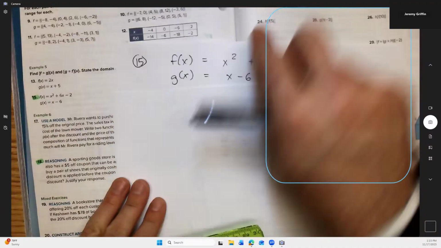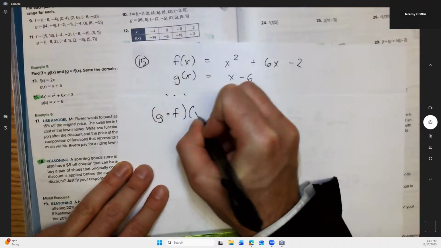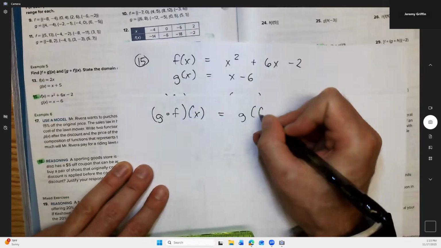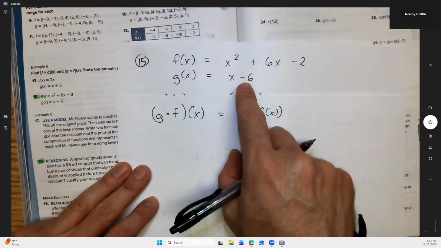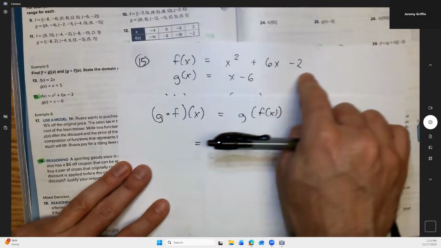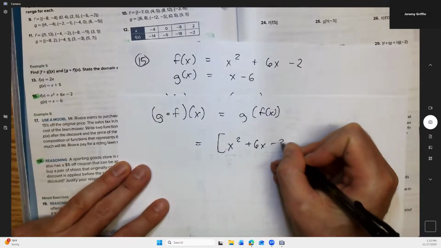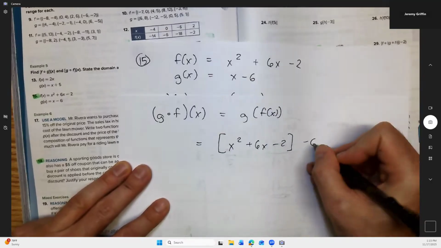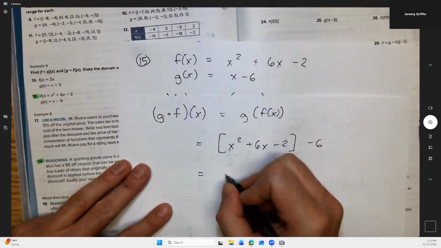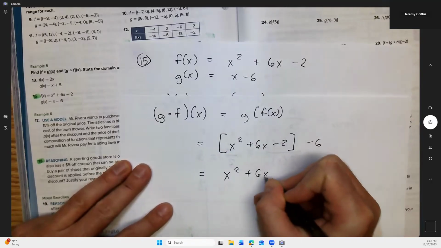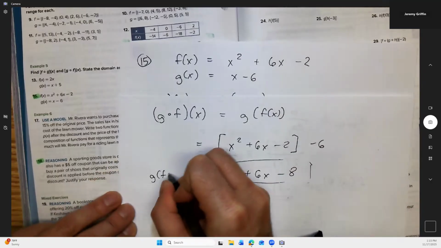All right, so I'm starting with the same two functions. And what is g of f of x? Well, now I'm starting with my g function, which is something minus 6. But that something is f of x. It's this whole expression right here, x squared plus 6x minus 2. And then after the fact, I'm doing minus 6, because that's what g of something is, that something minus 6. This one is just x squared plus 6x minus 8. That's your g of f of x.